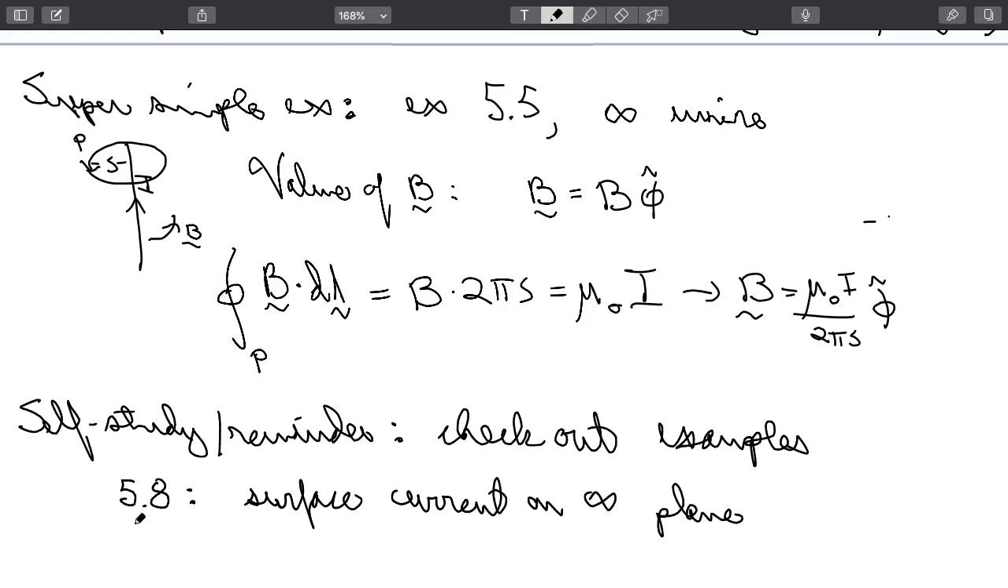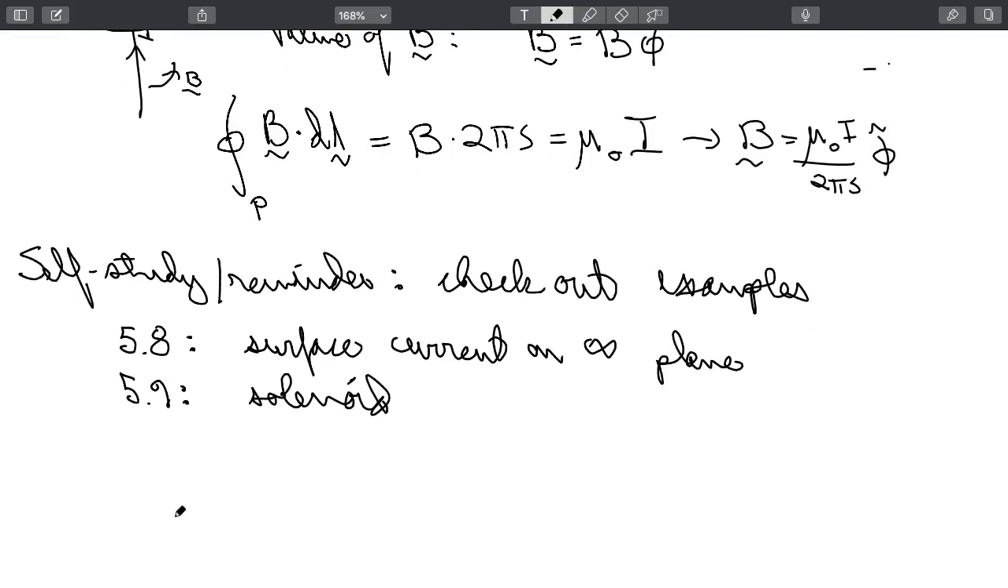And yeah, I think these three are fun. So 5.9 is the classical example of the solenoid, where you have to show that the field inside is non-vanishing, but outside it's vanishing. And then 5.10 is the toroidal coil. That's also cool.